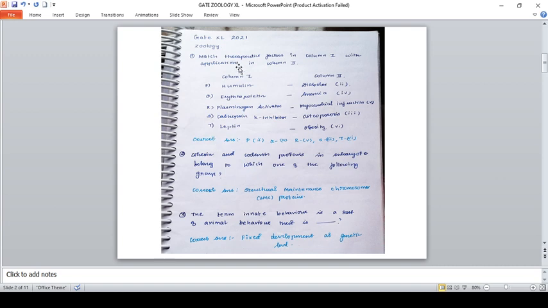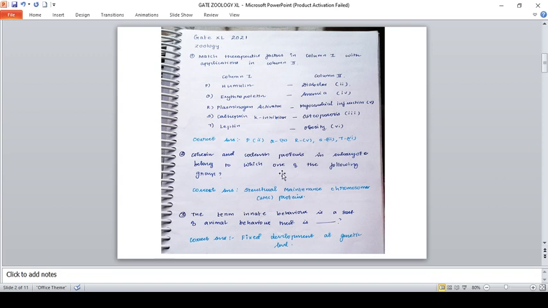Okay, so the first question is: match the therapeutic factor in column 1 with the application. Humulin is used in diabetes, erythropoietin is used for anemia, plasminogen activator is used for myocardial infarction, as it is a thrombolytic agent generally used for stroke and heart attack. Cathepsin K inhibitor is used in a condition called osteoporosis. Cathepsin is a type of enzyme generally used for bone remodeling, so we need to inhibit it in osteoporosis. And leptin is an obesity hormone used for the treatment of obesity. So the correct answer is this particular option.